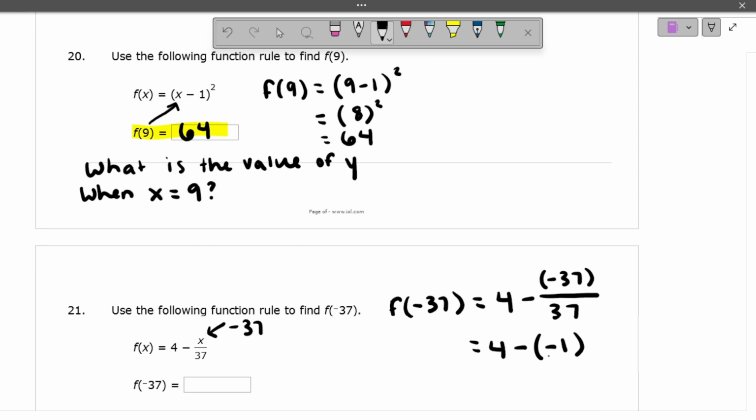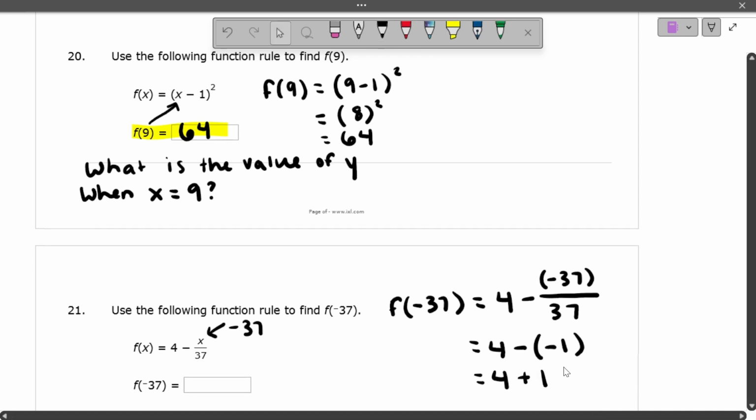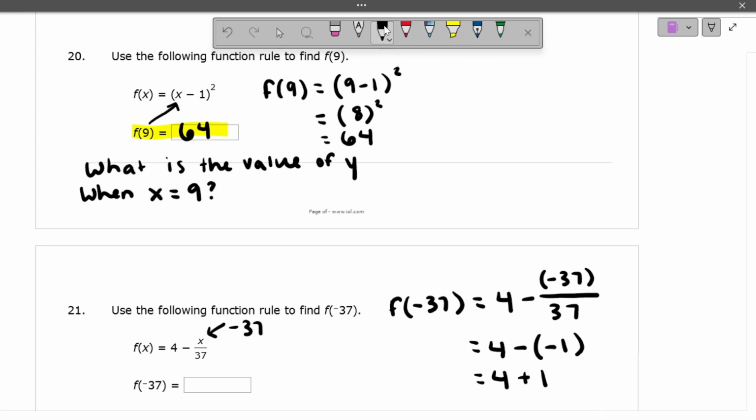And we have two negatives here. So this is the same thing as saying 4 plus 1, which would mean that our answer is 5. So f of negative 37 is 5.